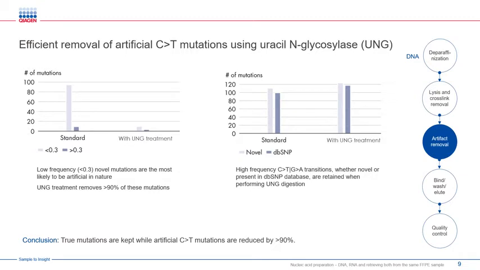And so those affected DNA strands are not included in your sequencing reactions and will not give false mutations at the end. So you can see on the left the number of mutations that are present at very low frequencies, and you can see that the UNG treatment removes those mutations. And those mutations that are reported at a higher frequency, the true mutations, are maintained.